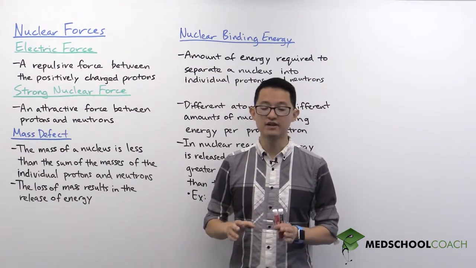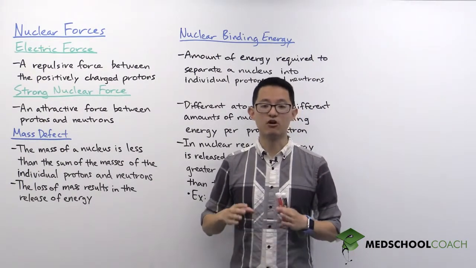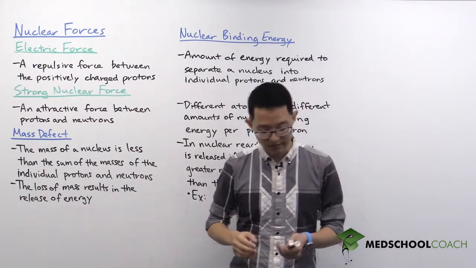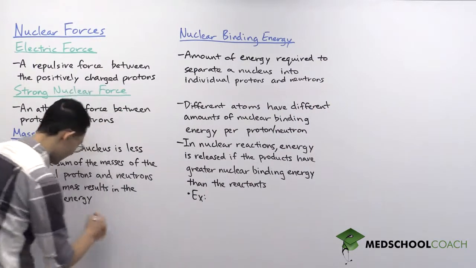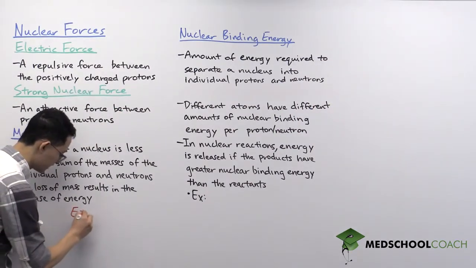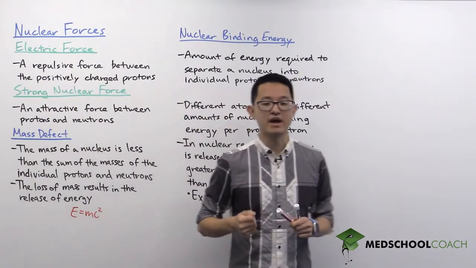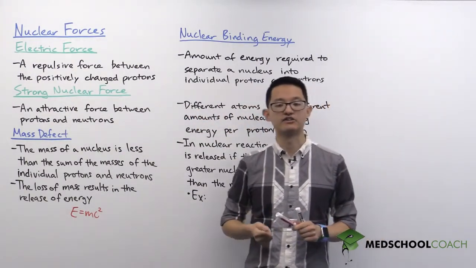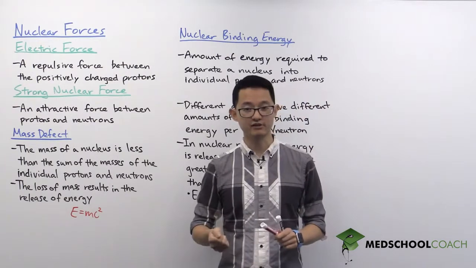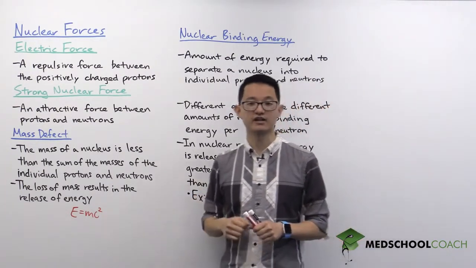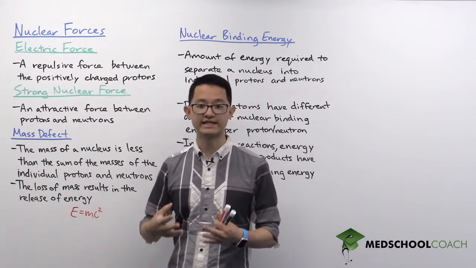As it turns out, when mass is lost, you also release energy at the same time. You can calculate the amount of energy released using Einstein's famous equation, E equals mc squared, which shows us that the more mass that is lost, the more energy we release. So the process of forming a nucleus is an exothermic process because we're releasing energy.